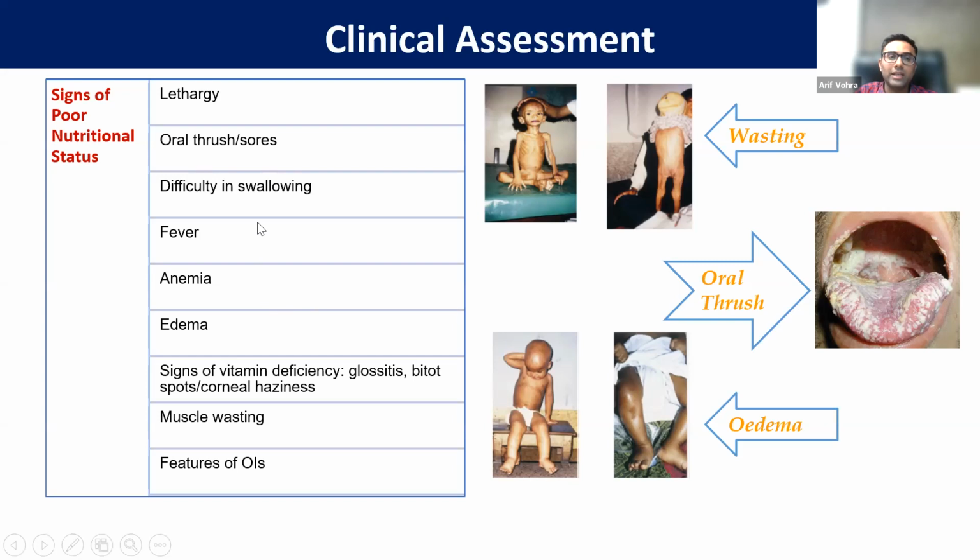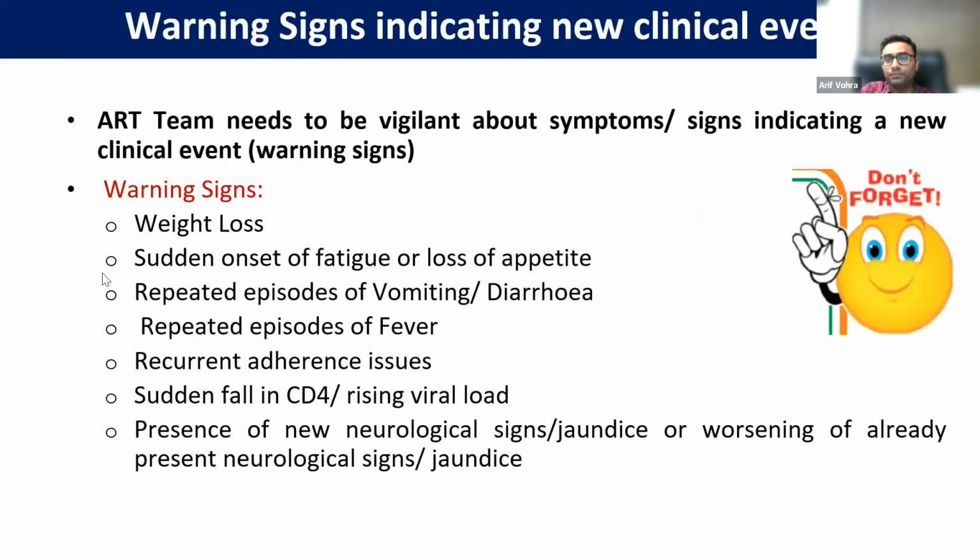You also look for other signs like difficulty in swallowing, fever, anemia, pallor, or vitamin A deficiency, Bitot's spots, angular cheilosis or glossitis. Then this will tell you that this child might have some nutritional deficiency and needs to be treated. The child needs to be also evaluated for rickets. It's very common. So always look for vitamin deficiencies. And if a vitamin deficit is found, then you need to supplement the child with vitamin D.